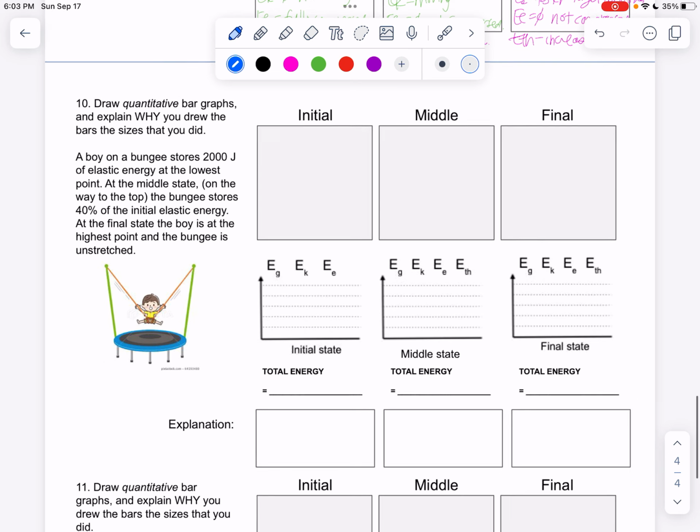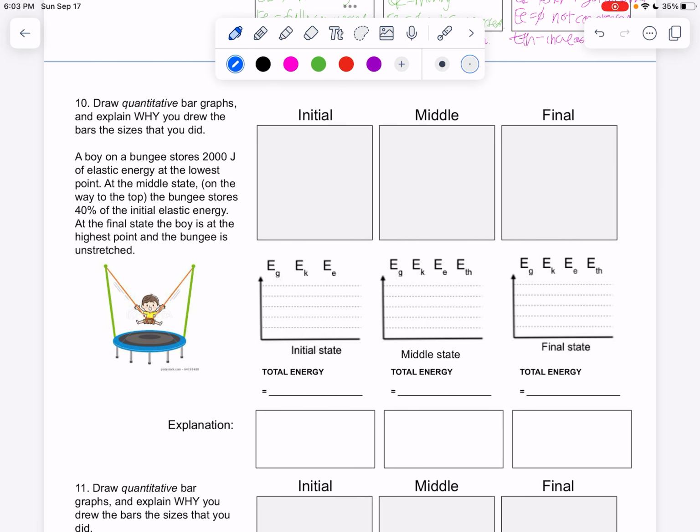All right, number 10. A boy on a bungee stores 2,000 joules of elastic energy at the lowest point. At the middle state on the way to the top, the bungee stores 40% of the initial elastic energy. So I guess it's still stretched. At the final state, the boy is at the highest point and the bungee is unstretched. Wow, that's a lot of information.